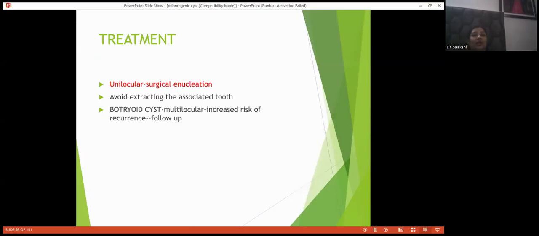Treatment again is surgical enucleation. We basically avoid extracting the associated tooth because the tooth is fine, but the pathology is outside the tooth. So we try to reduce the size of the cyst first, and then go for surgical excision. If it is a botryoid variety, then there is an increased risk of recurrence.